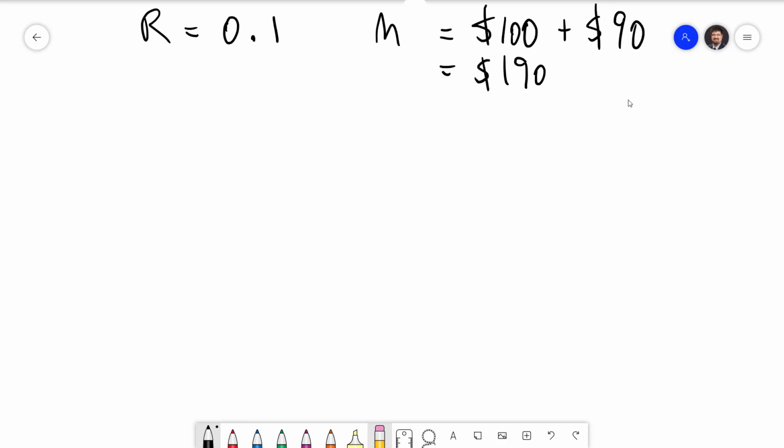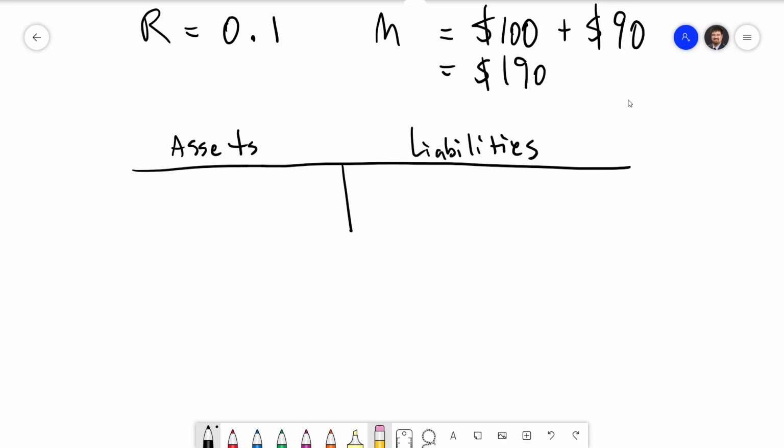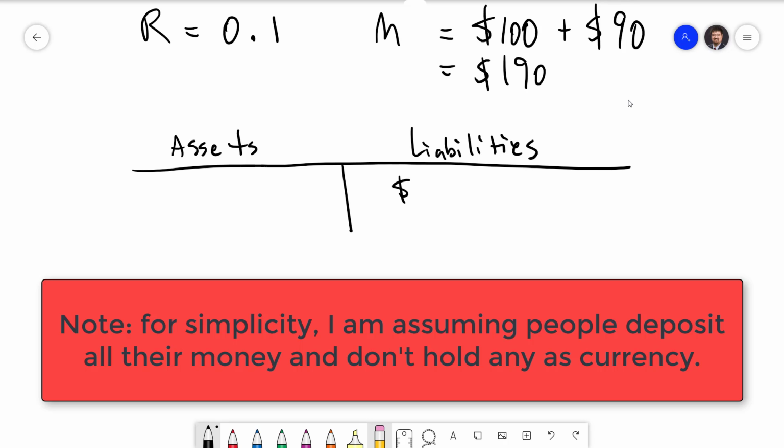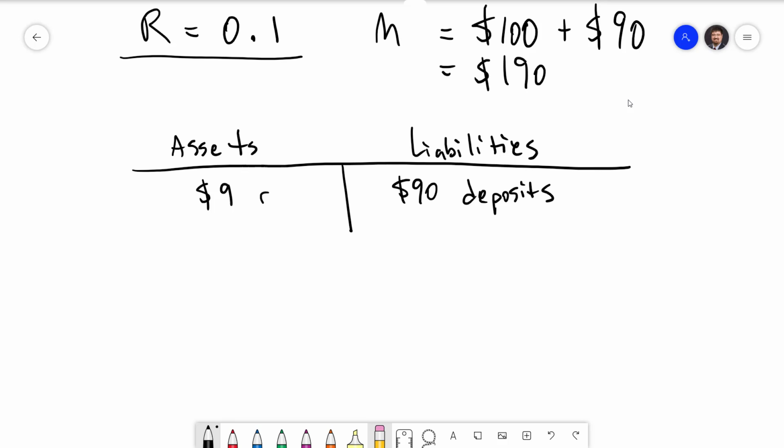That $90 that's been loaned out could then be deposited in another bank. So let's draw up the balance sheet for our second bank. Our second bank is going to receive $90 in deposits. If the reserve ratio is 10%, then they're going to have to reserve $9, but they're free to loan out the remaining $81.